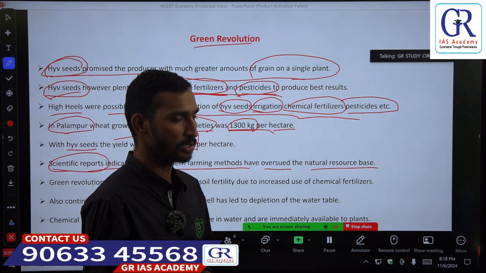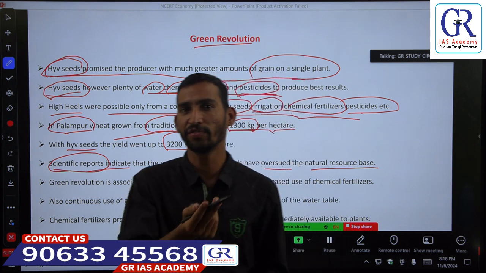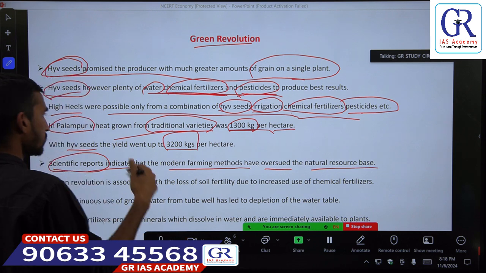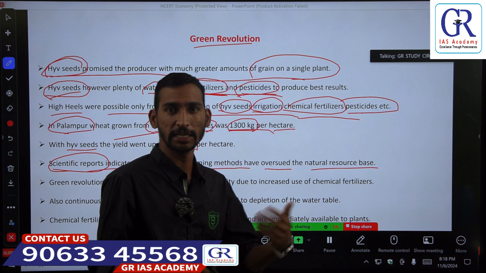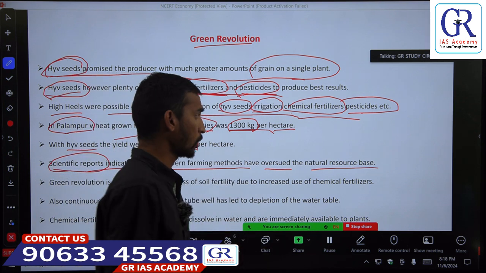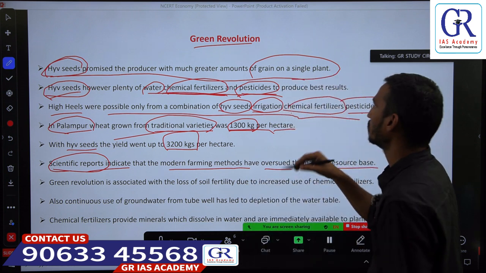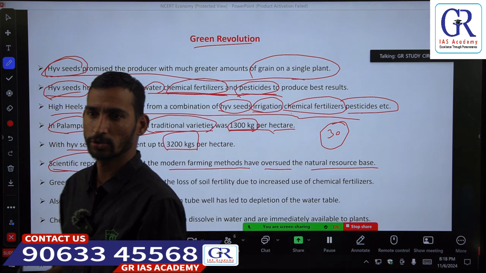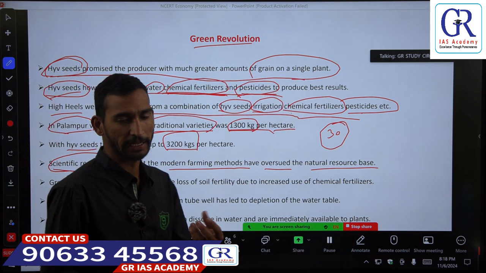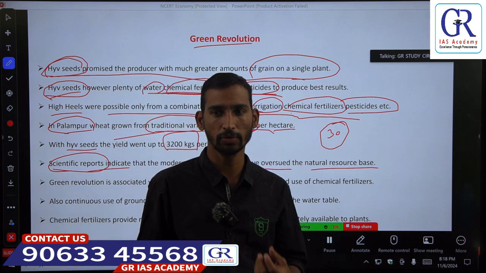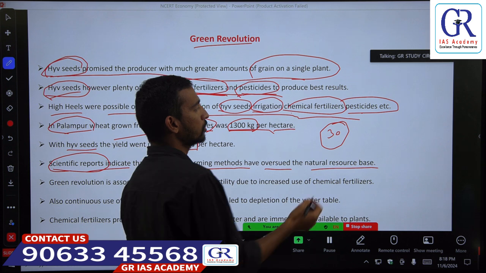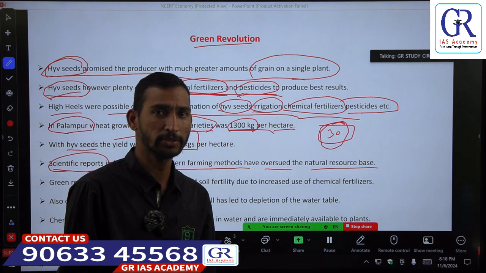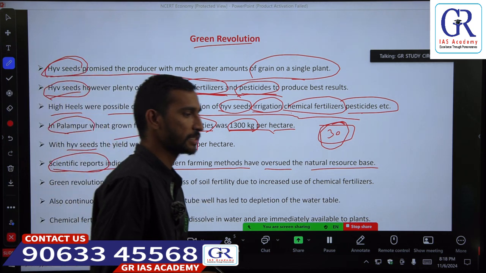In the present scenario, we are facing the negative effects of the green revolution. Even now we are using more chemical fertilizers and pesticides. According to the scientific reports, almost 30% of food is contaminated by fertilizers. That means in whatever food we take, we are consuming fertilizers in that 30%. We are consuming 30% of fertilizers in the food.